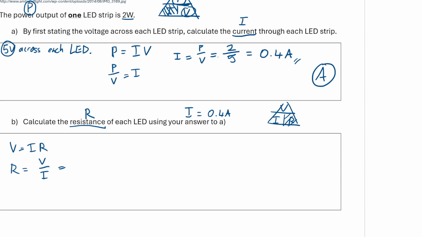Now what's the voltage across each LED? Well, we worked that out before, 5 volts, divided by the current, 0.4 amps. So 5 divided by 0.4 gives 12.5. And the units for resistance, capital Omega for ohms. If you forget that symbol, you can write ohms. But it's just the funny horseshoe. Of course, you remember that. Alright, and that is an achieved question.